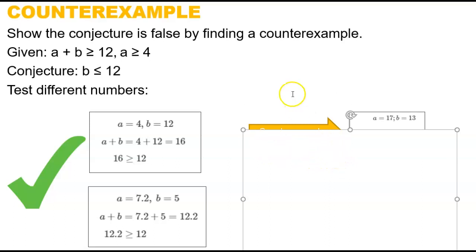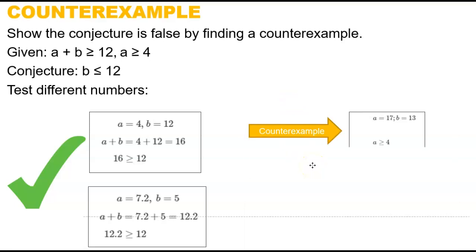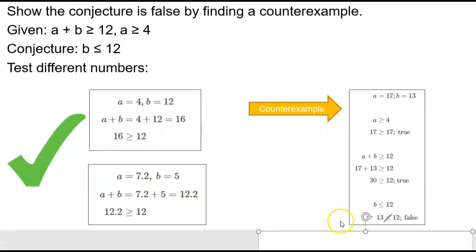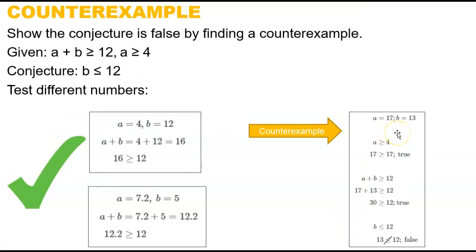Let's look at this one where A is 17, B is 13. Hey, let's see here. A is greater than or equal to 4. That's what we wanted to happen, right? But when you do A plus B, 17 plus 13, that's true. But B is not less than or equal to 12. So it did not work.